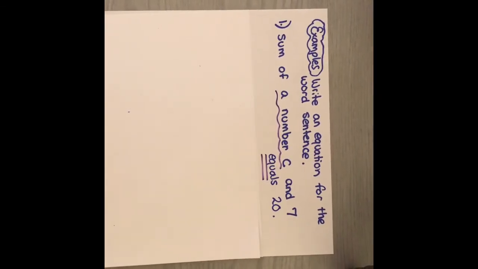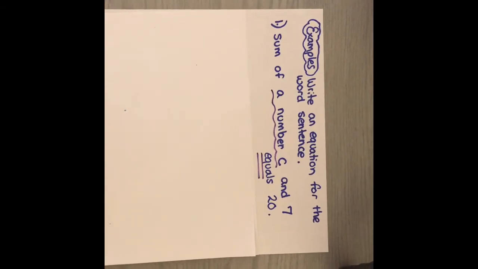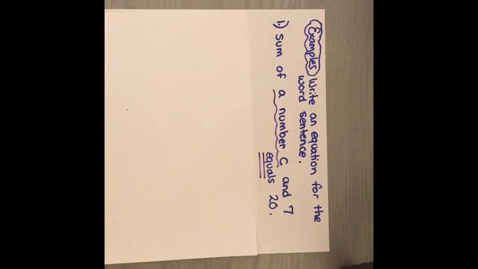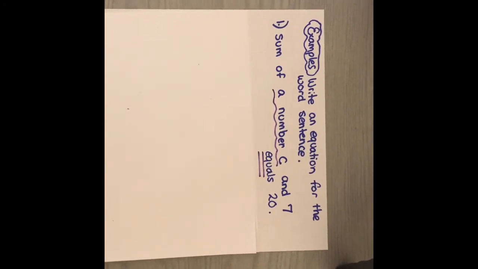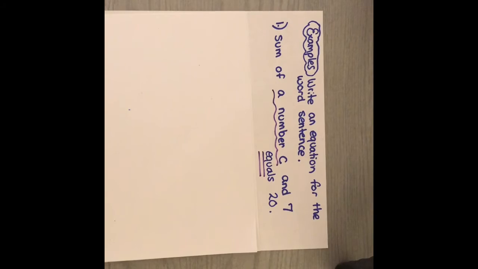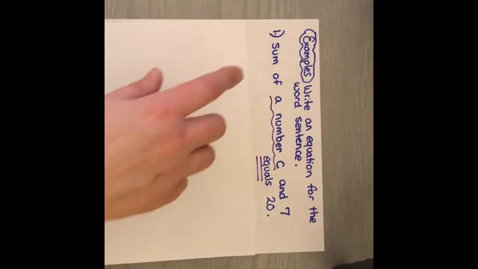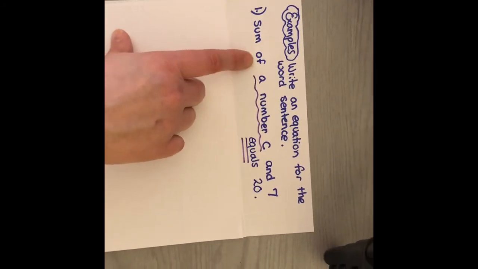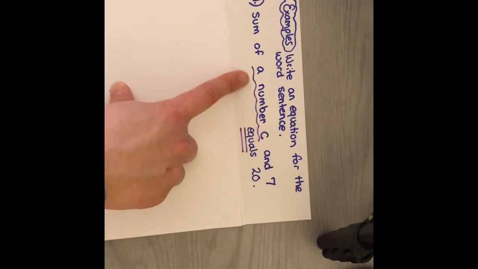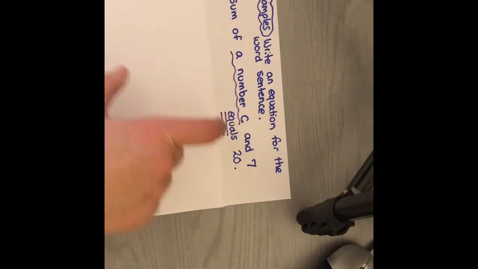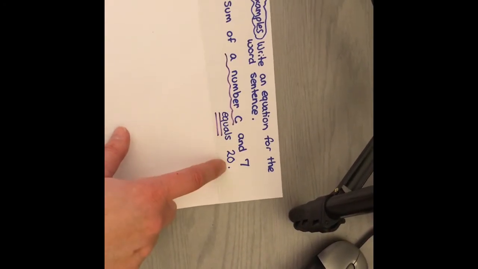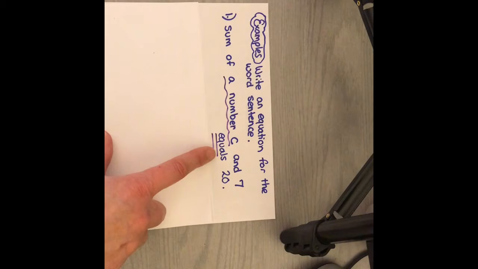So here are some examples. You're going to see the direction that states write an equation for the word sentence. So they're going to give you a word sentence and all they want you to do is write an equation from it. So you're looking for those key words. This one says the sum of a number c and 7 equals 20. I underlined a number c because that is just your variable. And remember, equals is your keyword that lets you know where the equal sign goes. So see if you can write an equation for that.